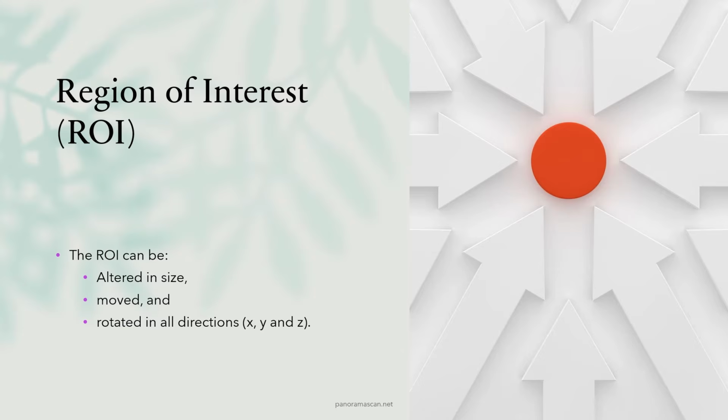In addition to resizing and moving, the ROI can also be rotated in three-dimensional space, allowing the operator to change its angle along the X, Y, and Z axis. This rotation capability is essential when working with complex anatomical structures, as it provides the ability to view the region from different angles, ensuring that no critical details are missed.